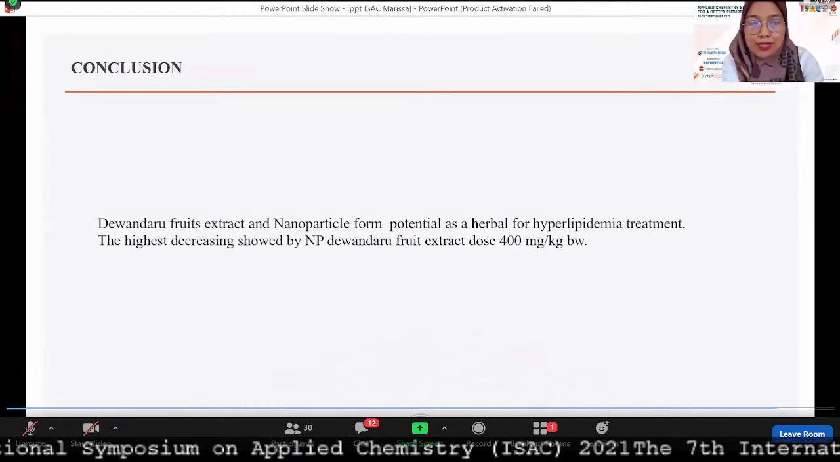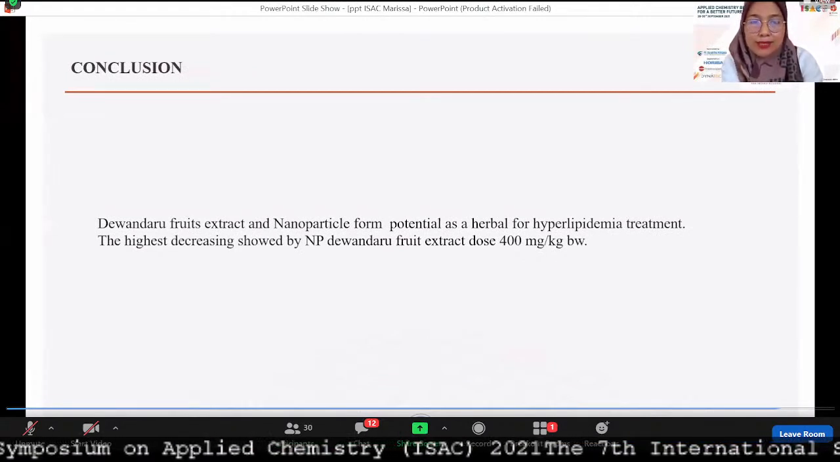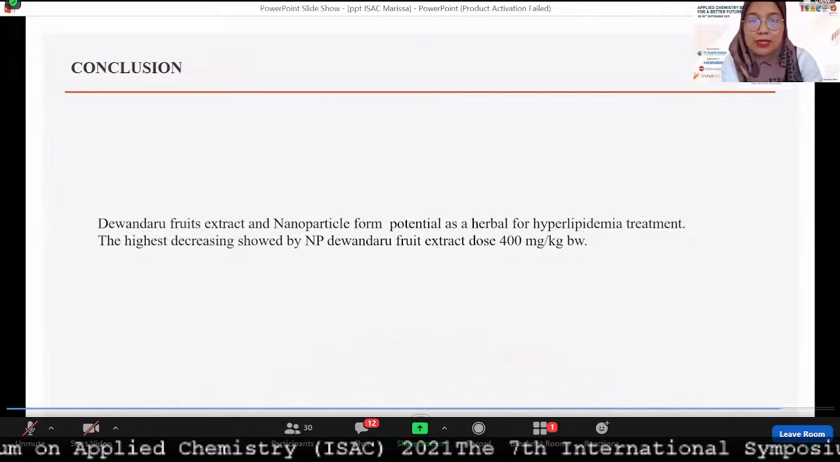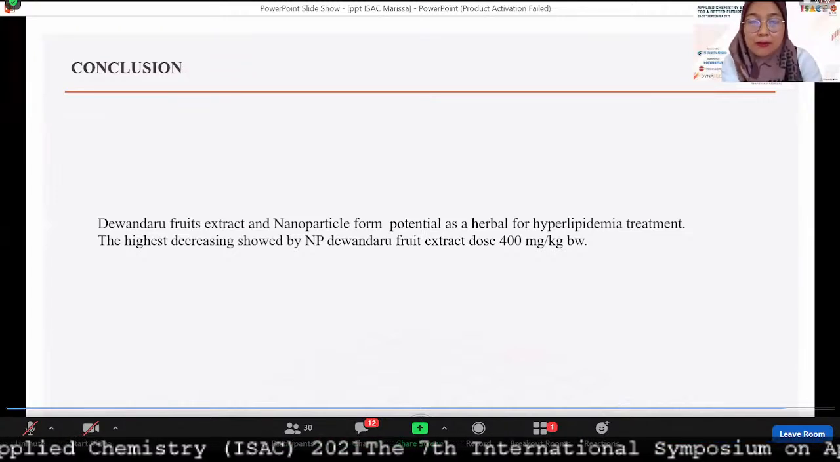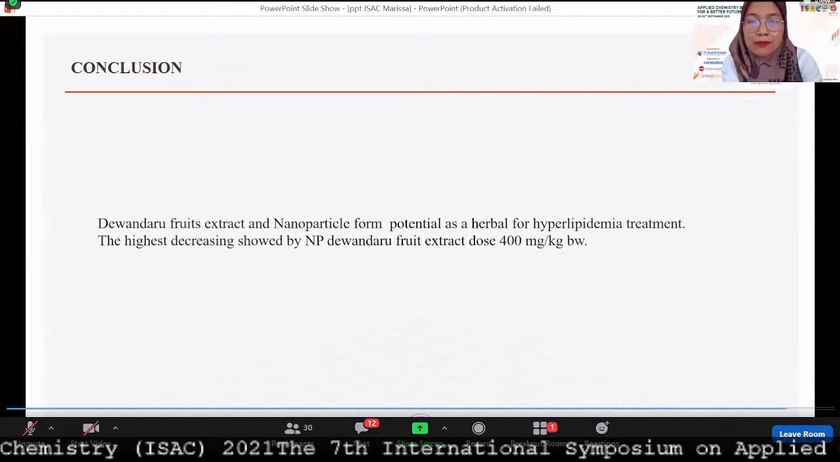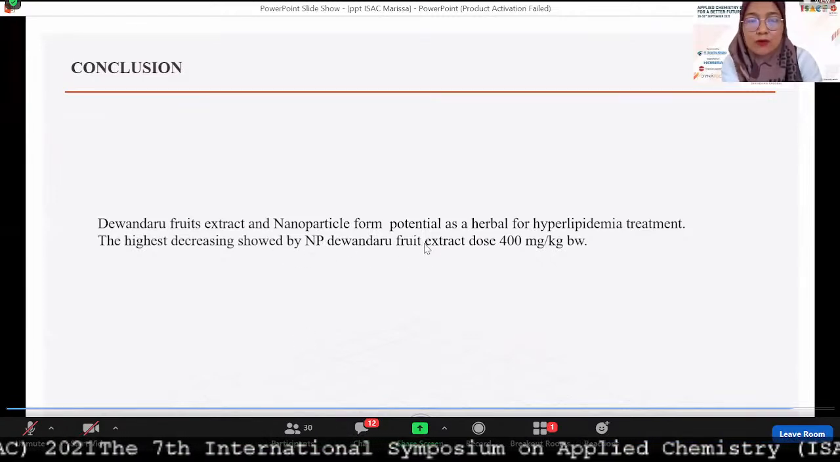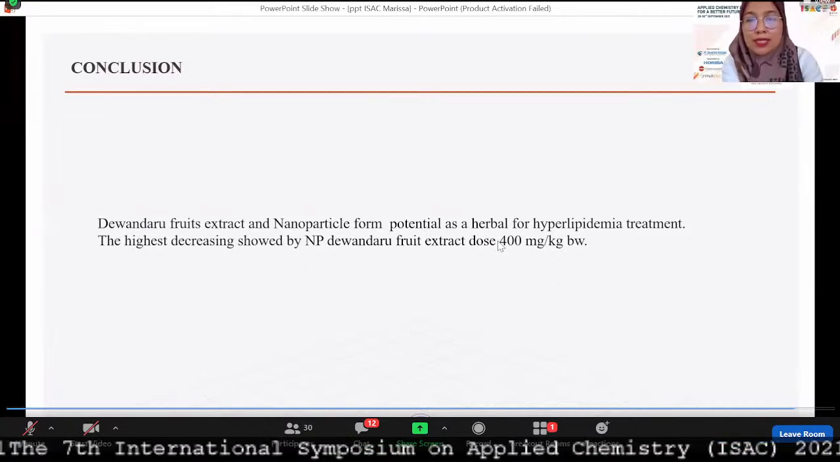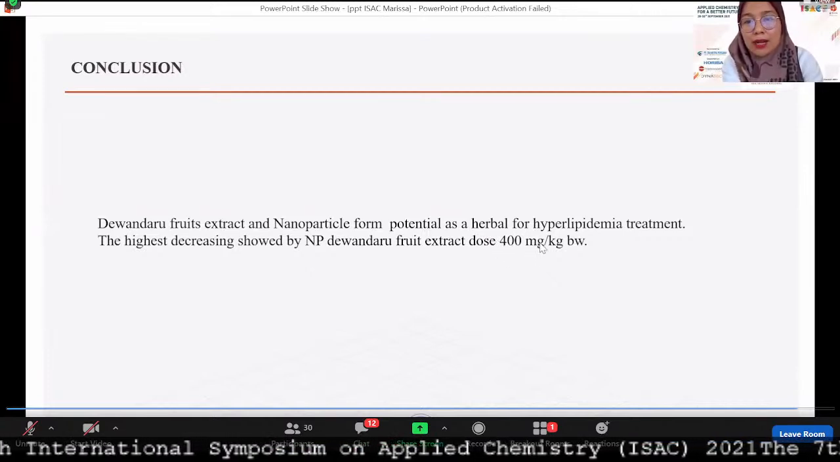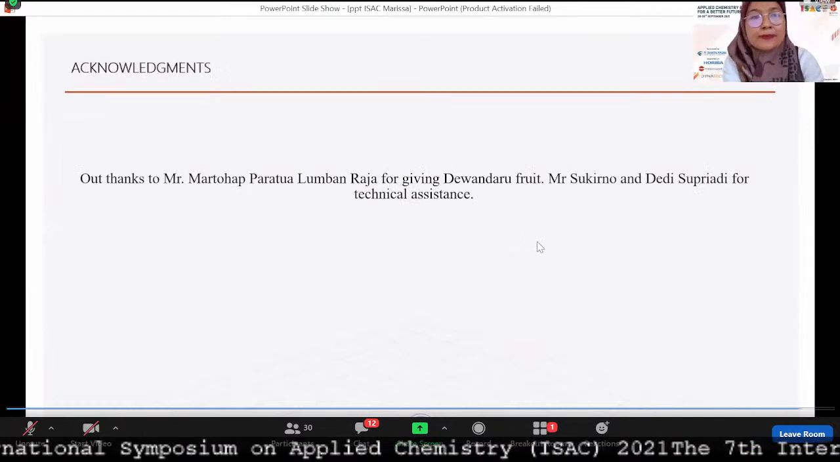So from our research, we conclude that Dewandaru fruit extract and nanoparticle form potential as a herbal for hyperlipidemia treatment, and the highest decrease was by nanoparticle Dewandaru fruit extract at doses 200 and 400 milligram per kilogram body weight.